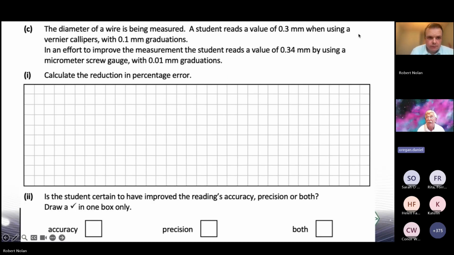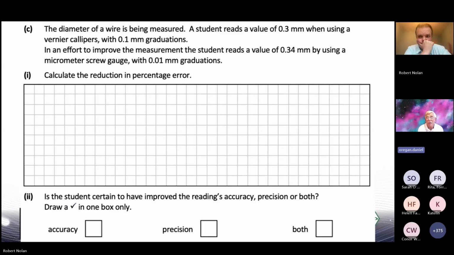Okay, Rob, next one. Right, again, there are a number of new things in this one. The diameter of a wire is being measured. A student reads the value using calipers with that size of graduations, and then does it with a micrometer screw gauge. Calculate the reduction in percentage error.